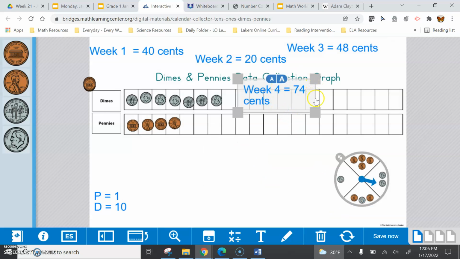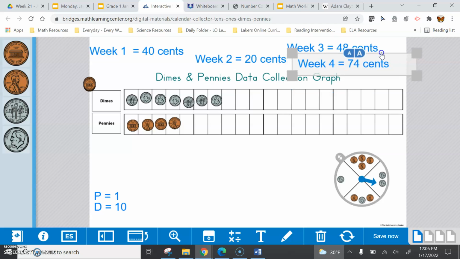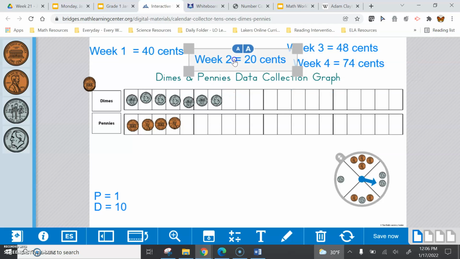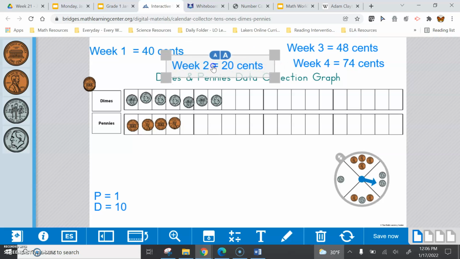Great job, All Stars. Learning more and more about these coins. And of course, please always, if you can, with your parents' permission, ask for more opportunities to practice counting the coins. That really, really is important and will help you grow as a math expert.